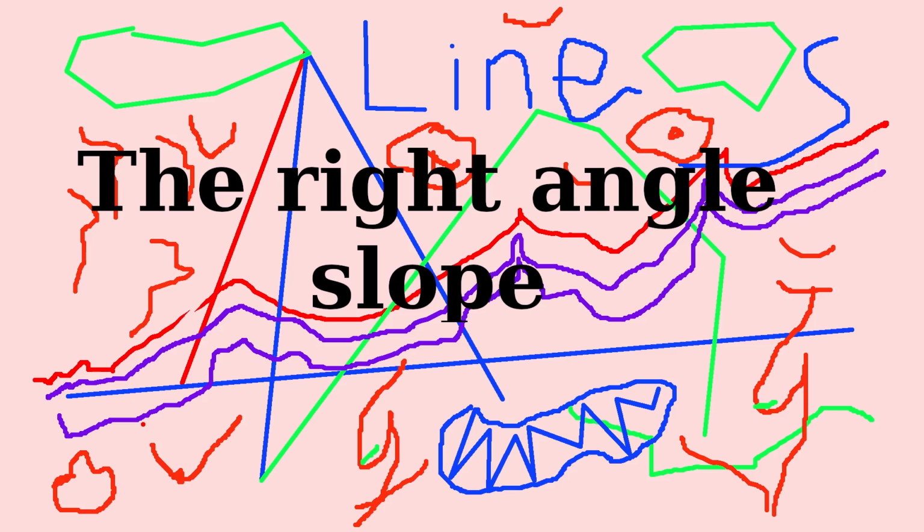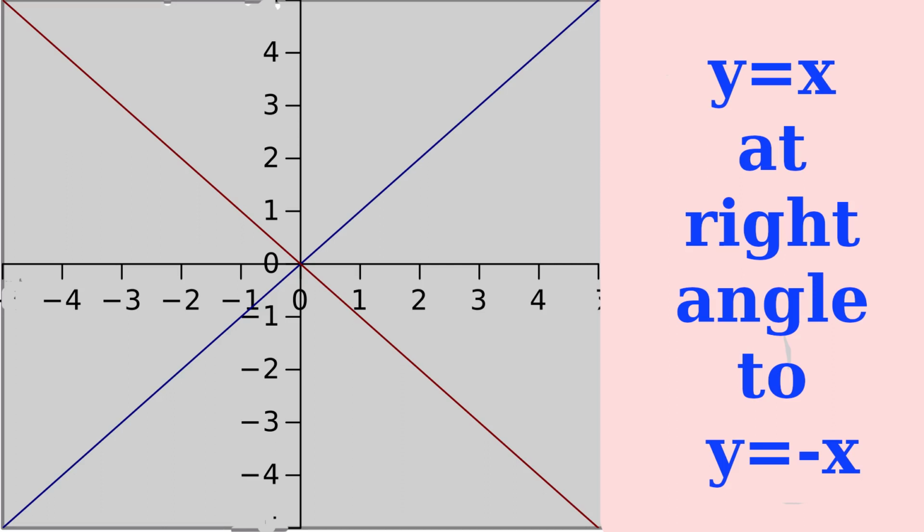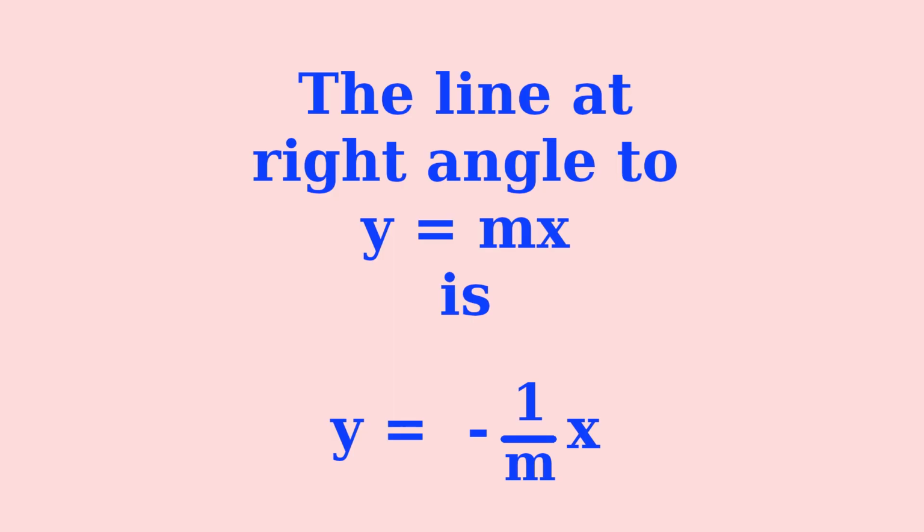As noted before, the lines y equals x and y equals minus x are at right angles. In general, the slope of the line at right angles to y equals mx plus b is minus 1 divided by m.